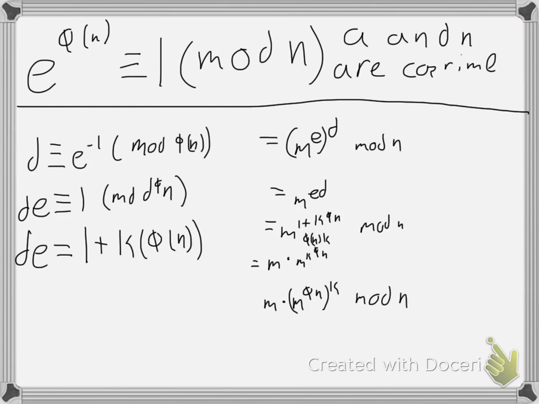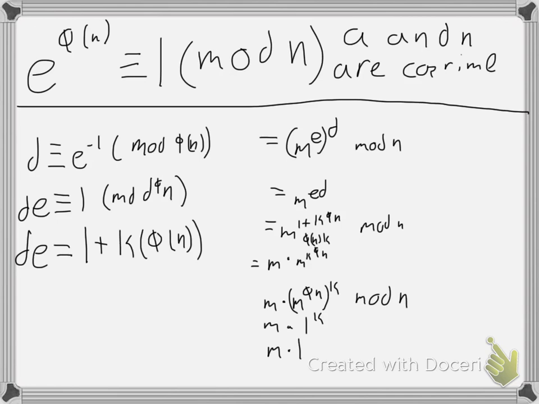We can't forget this mod n, right? Now you might notice something here. Remember Euler's identity from earlier? a to the phi n in a mod n system is the same thing as 1. Right now we have m to the phi n in a mod n system. So this is the same thing as saying just m times 1 to the k. And 1 to any power, it doesn't matter how big this k is, is just going to be 1. So we basically just have m times 1.